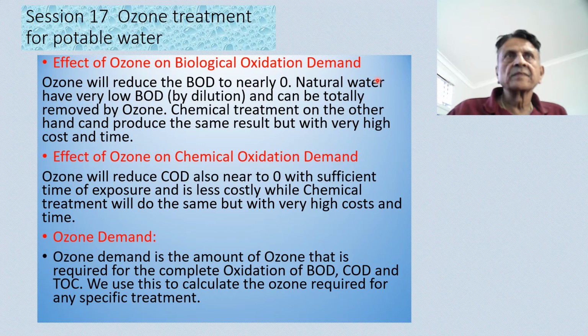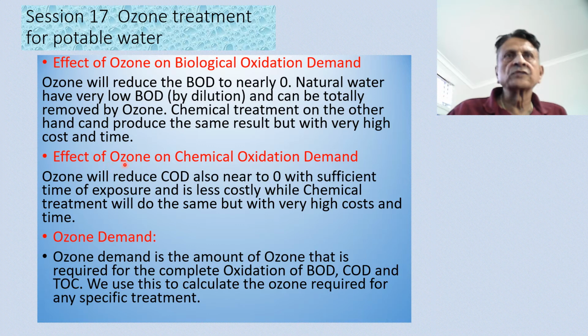Natural water has very low BOD, typically because of dilution, and whatever is there can be totally removed by ozone. Chemical treatment, on the other hand, can produce the same results but with very high cost and time.